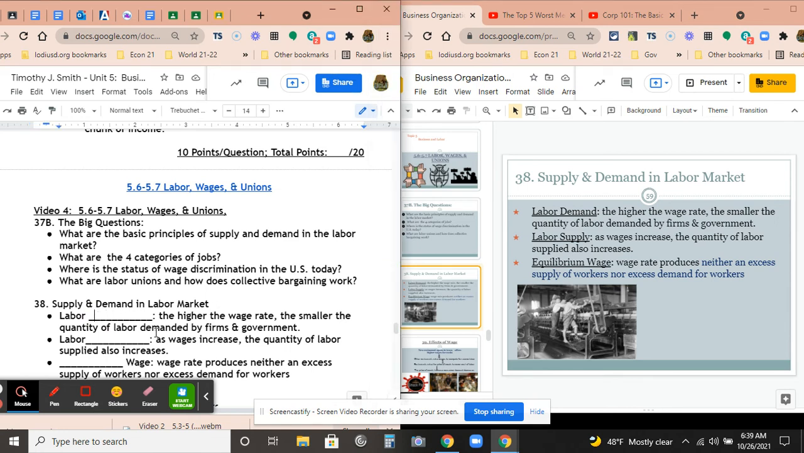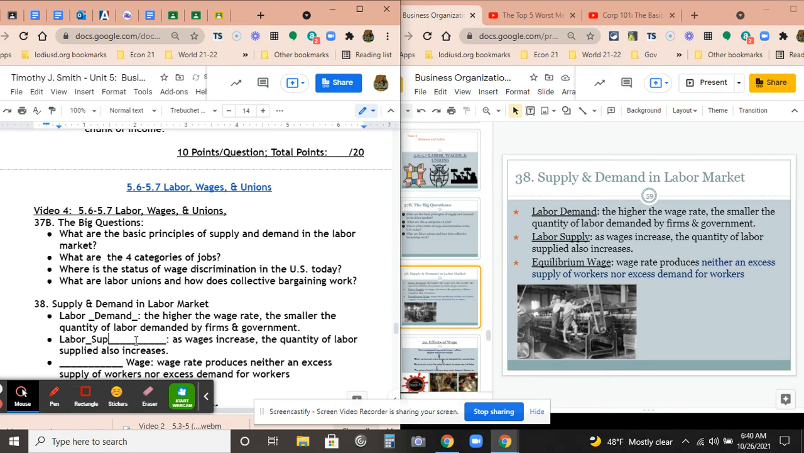All right, supply and demand in the labor market. Labor demand. The higher the wage rate, the smaller the quantity of labor demanded by firms and government. They don't need 50 CEOs, they need one. They don't need 50 CFOs, they need one. All right. Labor supply. By the way, CEO is Chief Executive Officer, CFO is Chief Financial Officer.